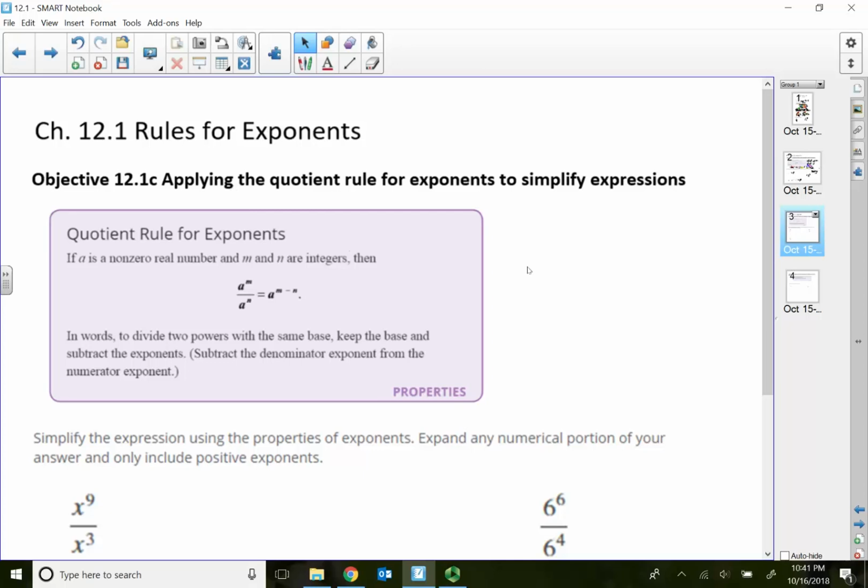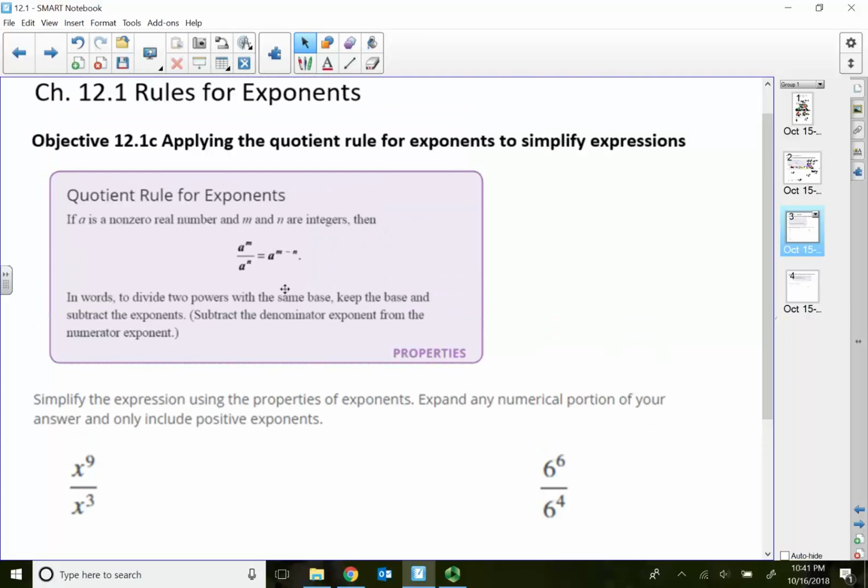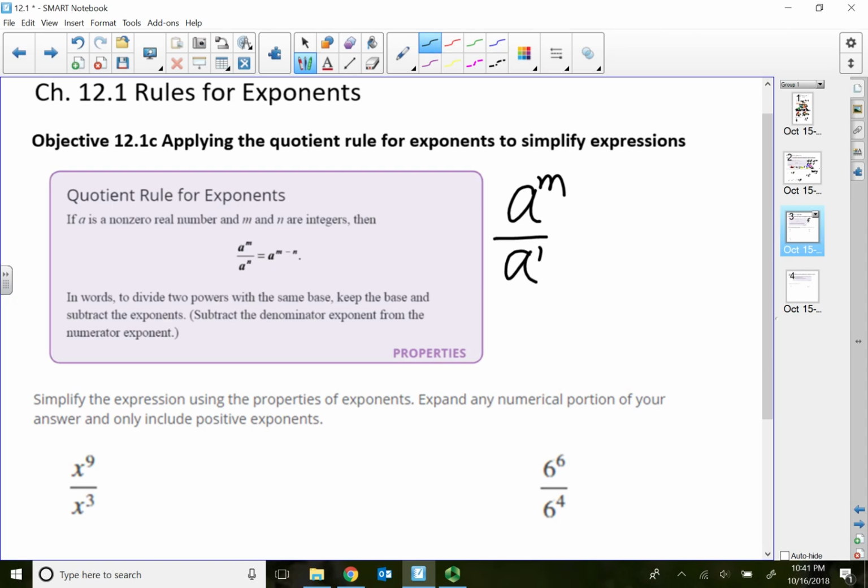Point one, in this lecture video, let's take a look at something called the quotient rule for exponents. For any real number a, any base to the n power, quotient rule means division. So if I have a base raised to the n power divided by the same base raised to a different exponent, when the bases are the same and dividing, what we're going to do is subtract our exponents.